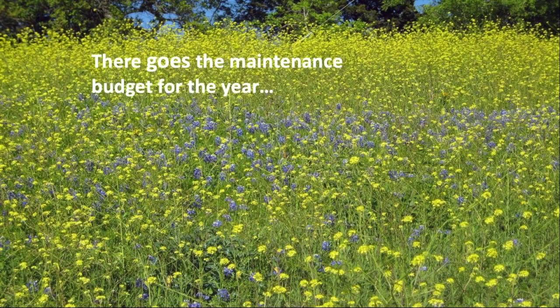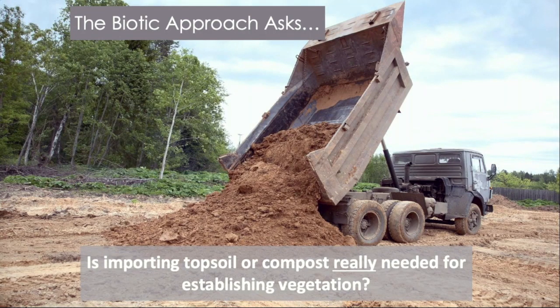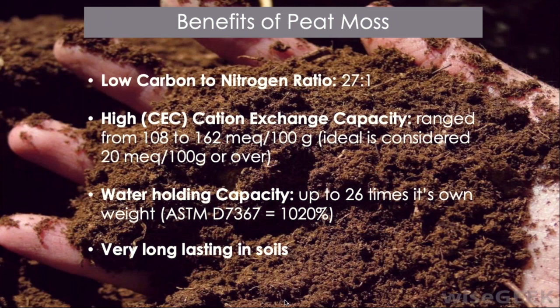So the biotic approach asks us if we really need to import topsoil or compost for establishing vegetation. And I'm going to start addressing the biotic amendment, the biotic earth. But first of all, have you ever wondered why greenhouses use a lot of peat moss? Well, peat moss brings lots of benefits for our revegetation efforts. So these are four basic ones. If you're not going to use compost, the other source of organic matter to consider is peat moss.